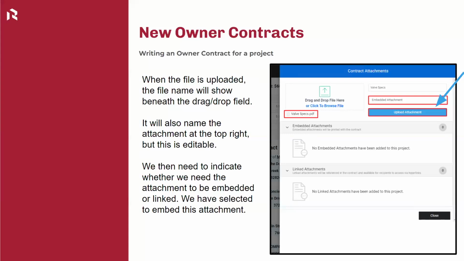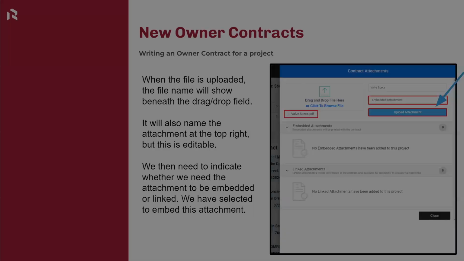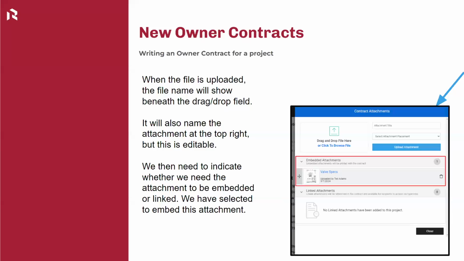And then the next drop down there where it says embedded attachment, I put the arrow over that. But that's actually a drop down where we can choose between embedded or linked. I opted to use the embedded attachment. But I very well could have also selected the linked attachment. So when I make that choice, I can then upload the attachment. And now you'll see down below in the embedded attachment section, there's the attachment that I just uploaded.